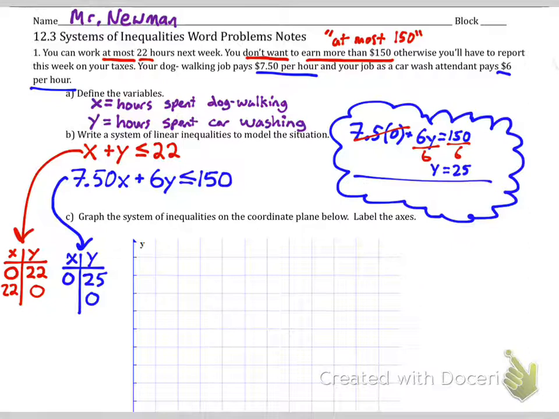Then if we plug in 0 for y, that's going to look like this right here. Plug in 0 for y. When you solve for x, you'll divide by 7.5, and you get x equals 20.